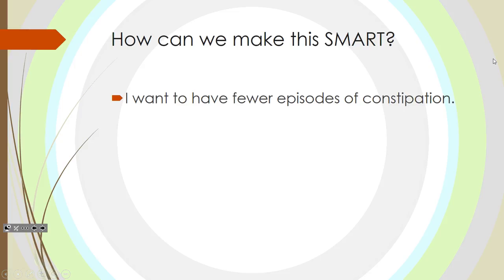How would we make the first part of that specific? Well, you could do a specific diet change. That could also be how it is. It's very broad to just say you will have fewer episodes of constipation. What else could you say that would be more specific?